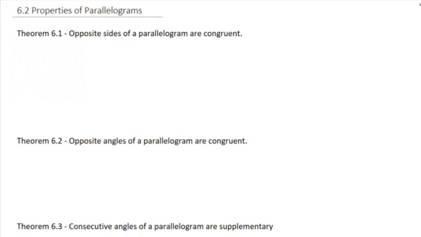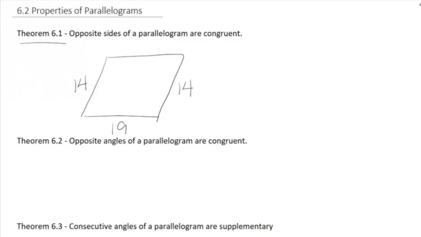Okay, first theorem is theorem 6.1, and it simply says that opposite sides of a parallelogram are congruent. So if you have a parallelogram here, this side is 14, then that side's going to be 14. And if this side is 19, that side is 19, right? Super easy. So not only are opposite sides parallel, but they're also congruent. All right, so that's important to know.